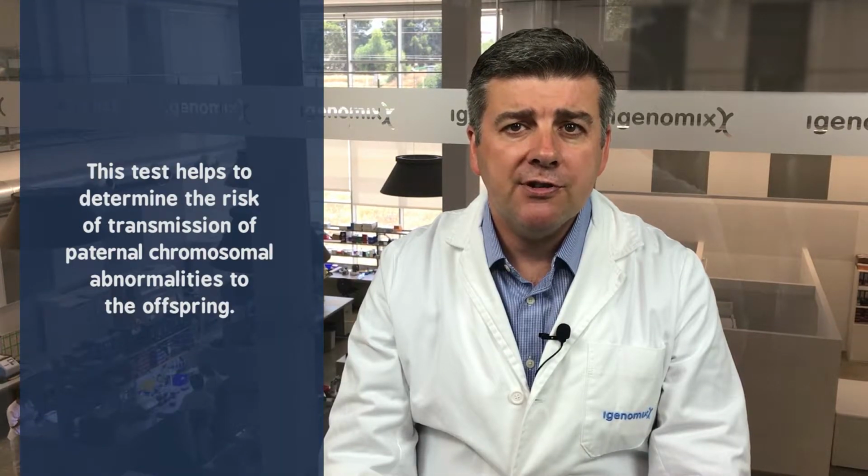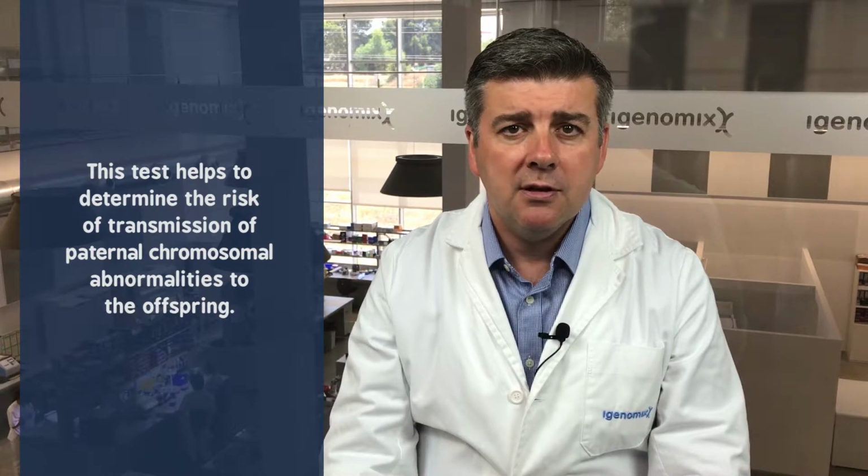Here at Igenomix, the sperm aneuploidy test, SAT, uses a technique called FISH to identify the proportion of sperm with an abnormal number of chromosomes in a semen sample provided by the man. This test helps to determine the risk of transmission of paternal chromosomal abnormalities to the offspring.